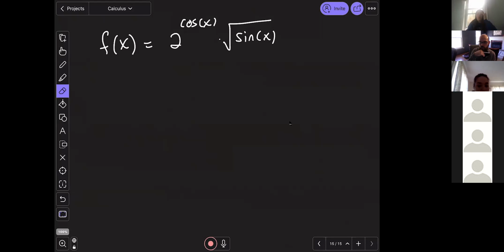Yeah, so you're going to have to use chain rule and product rule. When I see chain rule and product rule, the first thing I see is there's a product here. I'm multiplying this function times this function. And I also see chain rule in here.